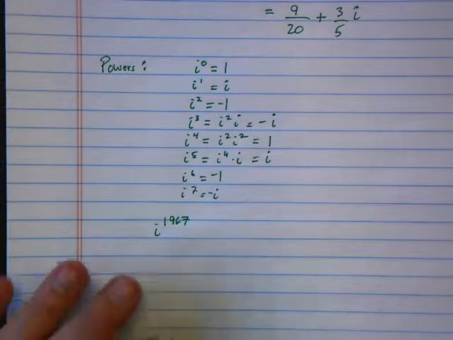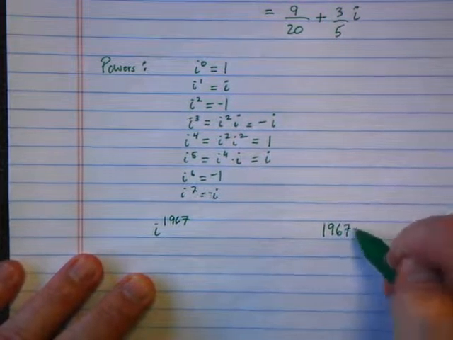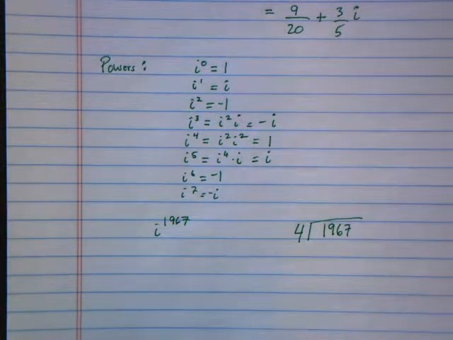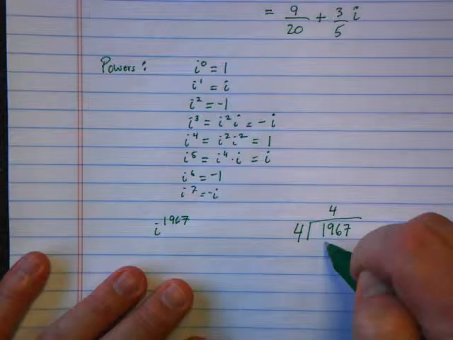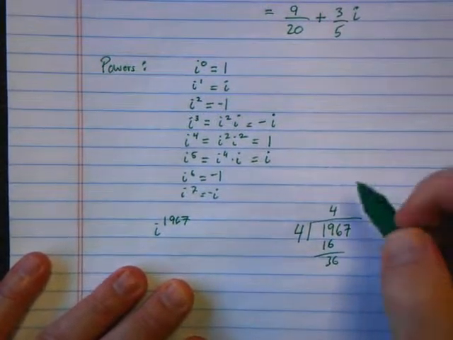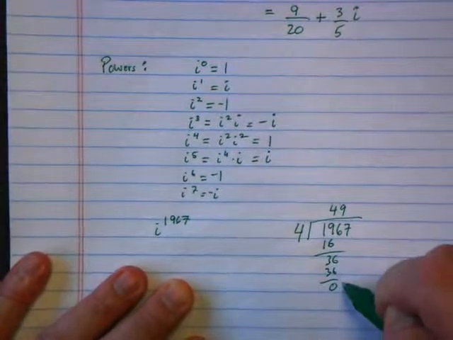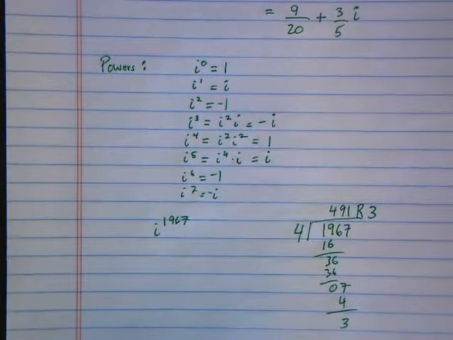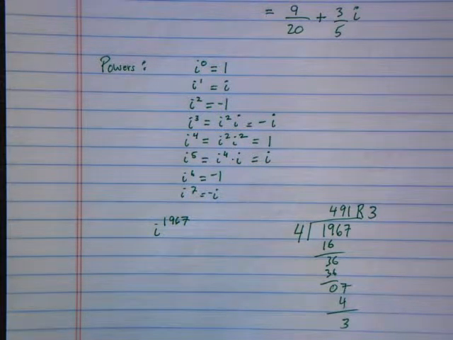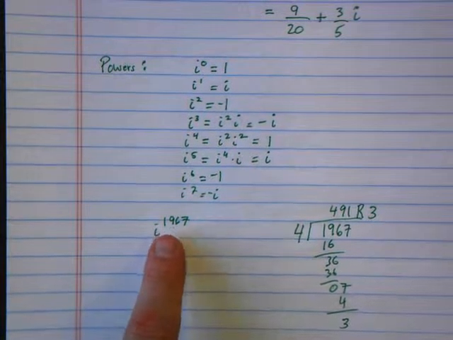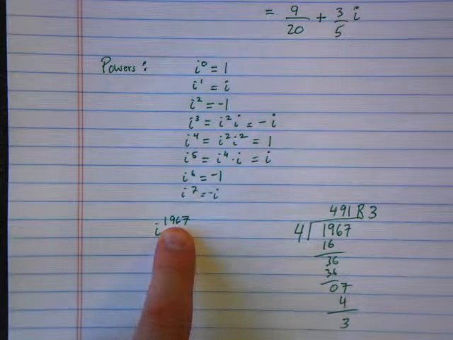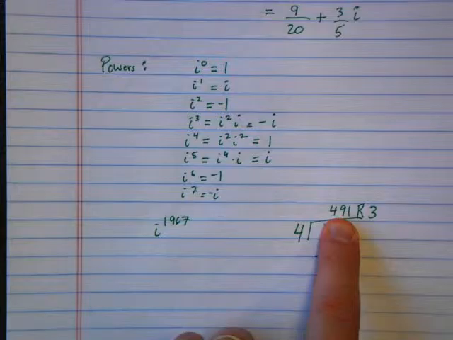But here's what you're going to do. You're going to take 1,967 and you're going to divide it by 4. Why divide it by 4? Because there's 4 things in the pattern. All right, so let's see, that's 4, 16, 36. That's a 9. Bring down the 7. So that's 491 remainder 3. What this tells me is, if I were to keep listing i to the 8, i to the 9, i to the 10, and so on, to get down to i to the 1,967, I would go through the pattern 491 times.